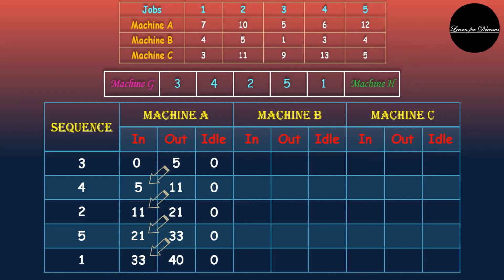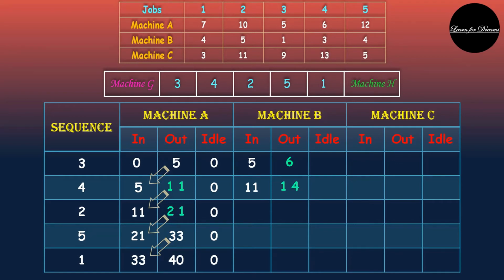Now moving towards machine B. In time for job 3 on machine B is out time of job 3 from machine A. The out time is in time plus processing time, that is 5 plus 1 is equal to 6. Now for in time of job 4, compare between 6 and 11. That is, machine B should be free as well as job 4 should be free. So the bigger number is 11. Hence the in time for job 4 on machine B is 11. Out time is 11 plus 3, which is equal to 14.